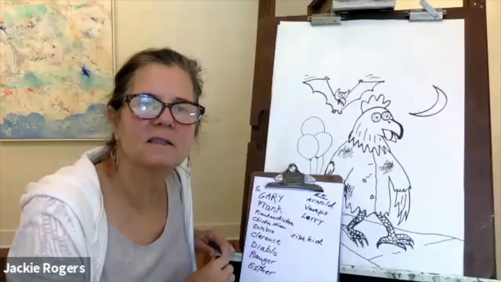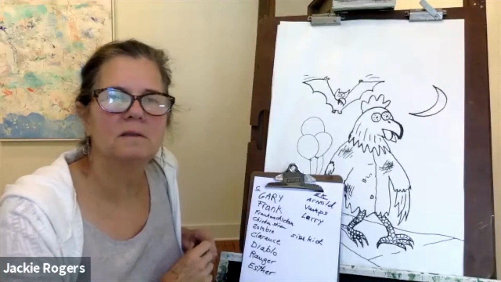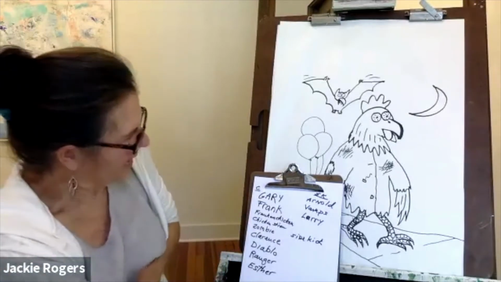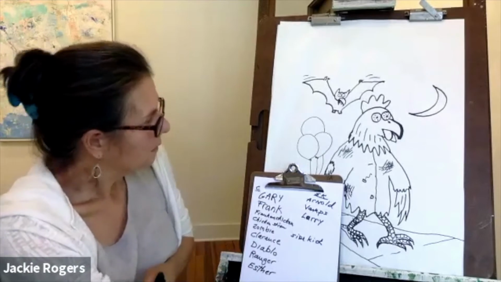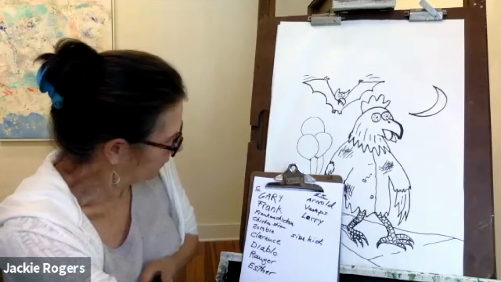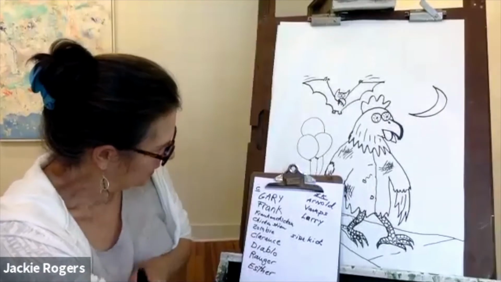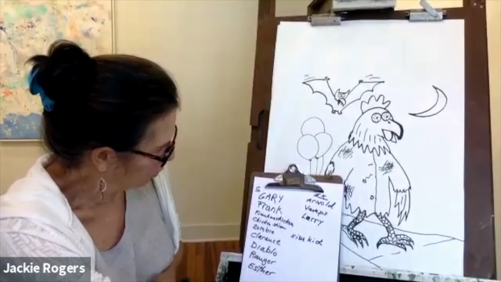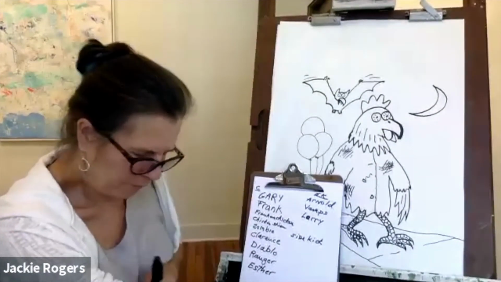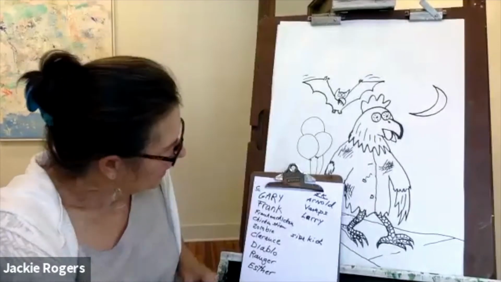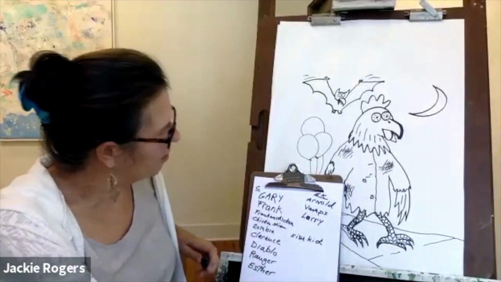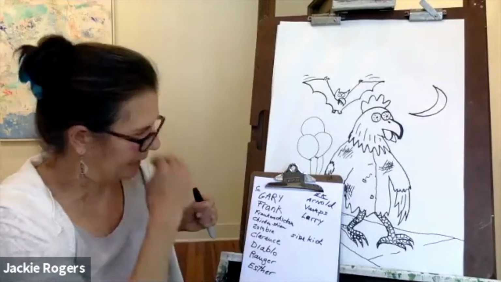Okay. All right, everybody had a chance at names? Okay, so we've got lots of good ones. Gary, Frank, Frankenchicken, Chickenstein, Zombie, Clarence, Diablo, Ranger, Esther for our chicken. And our sidekick, Arnold, Vamps, Larry, and sidekick.